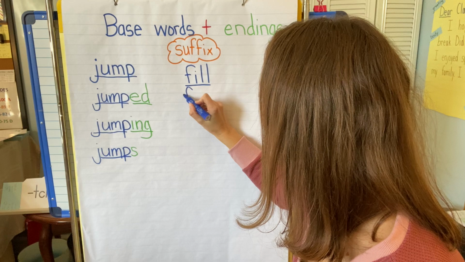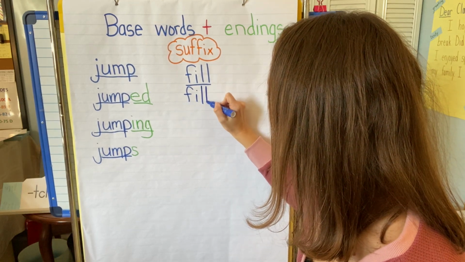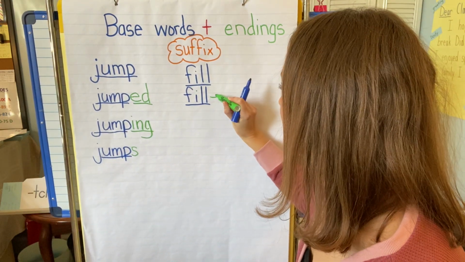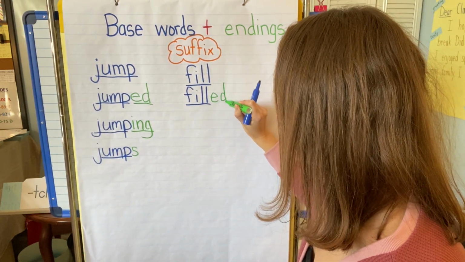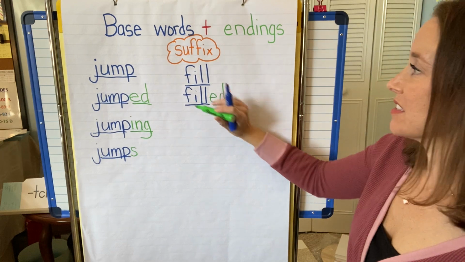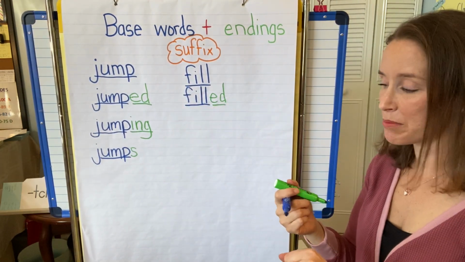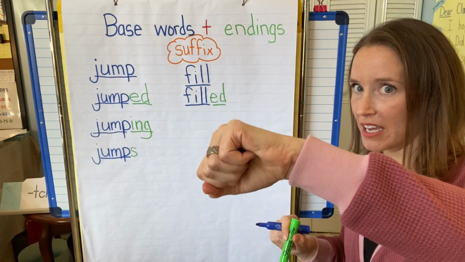So I start with my base word fill. I'm going to write it kind of close together. Here's my base word fill. And then I add my ed to it. Filled. There's my ending. So I can fill a cup of coffee. Yesterday I filled the cup of coffee. What if I'm doing it right now?